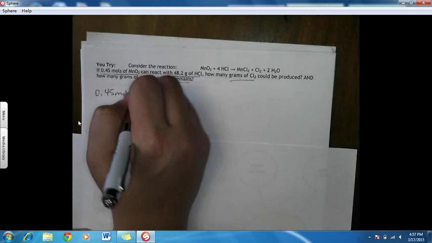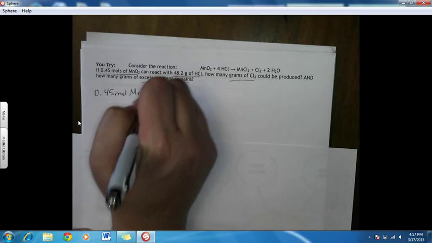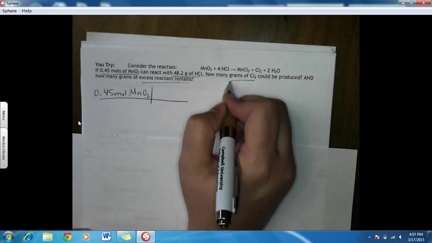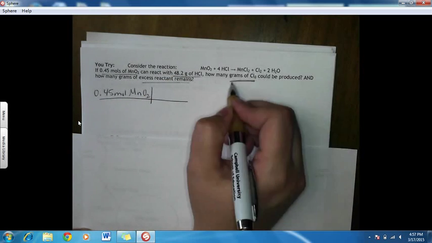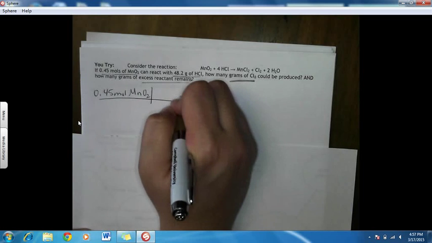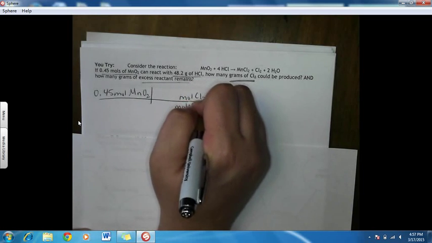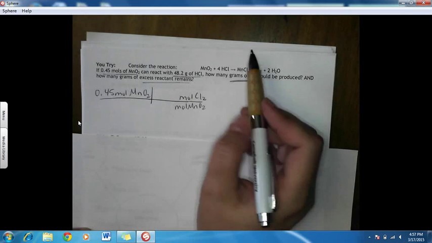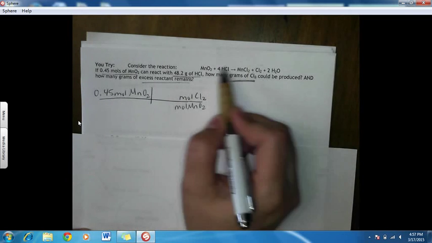So we have our 0.45 moles of manganese IV oxide, and we want to know the amount of chlorine. So let's convert to the grams of chlorine. So moles of MnO2 will go on the bottom, moles of chlorine will go on the top. In this instance, we can go straight to the mole ratio because we already know the number of moles. What is the mole ratio? Well, it's 1 to 1.